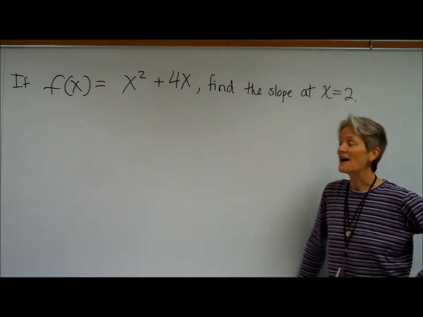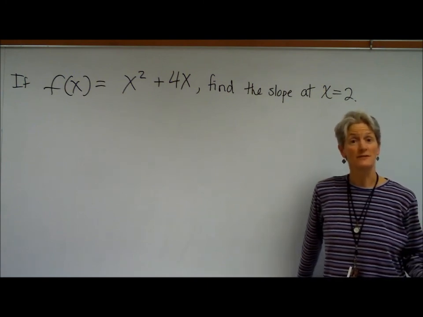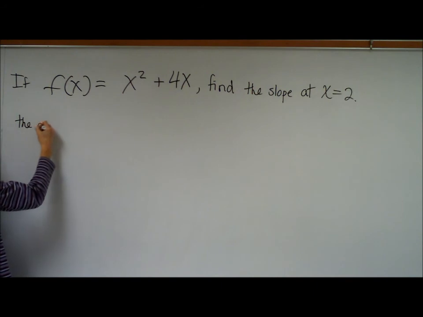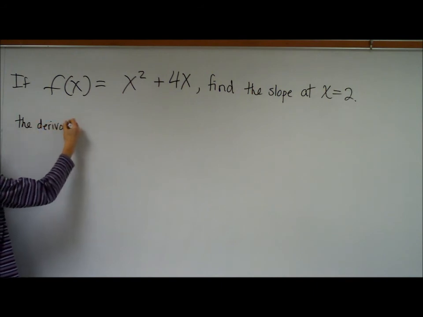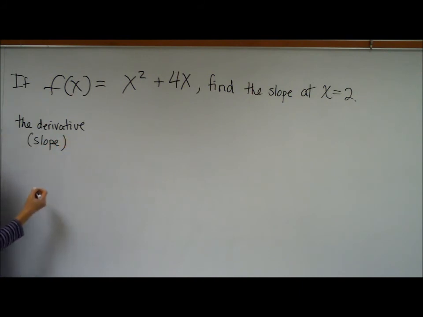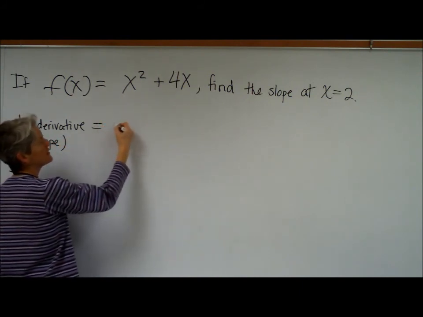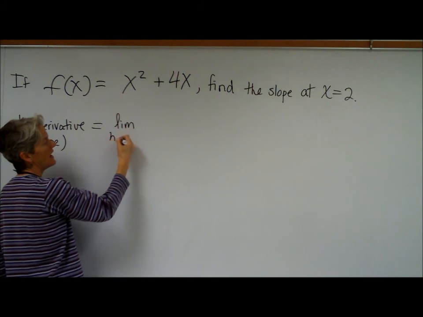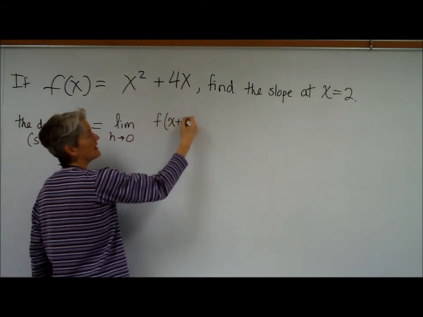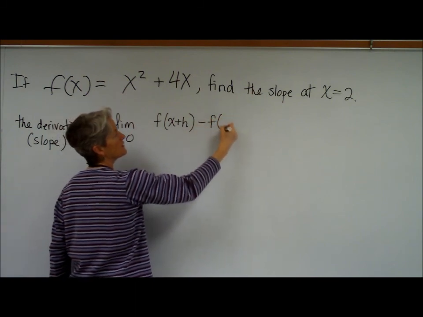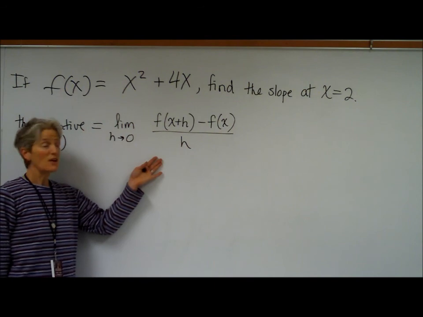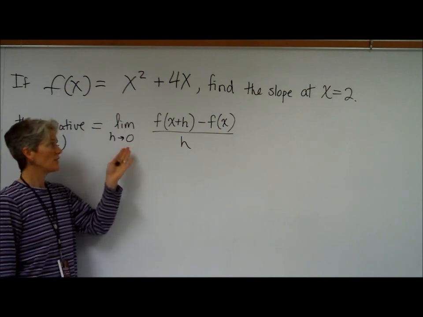As you recall, we discovered the definition of the derivative. And of course, the derivative is the same as the slope, right? Or instantaneous rate. And that is the limit as h approaches 0 of f of x plus h minus f of x over h. That's our old-fashioned slope formula.